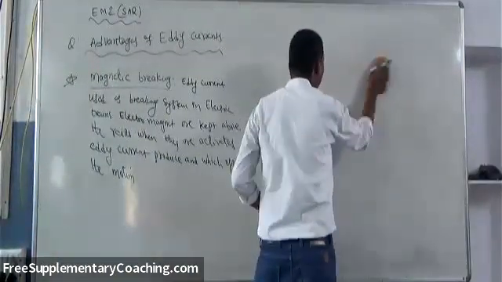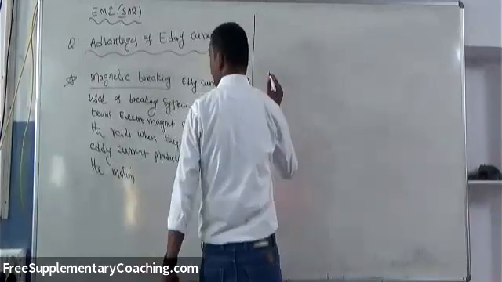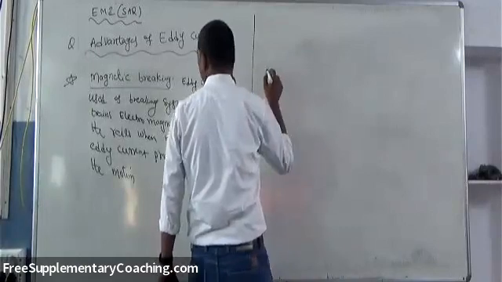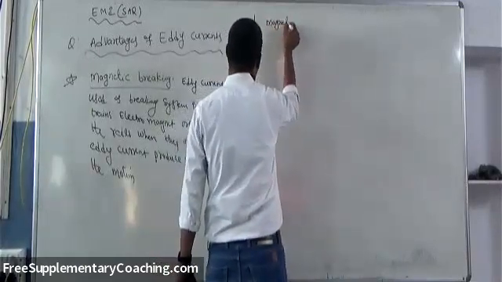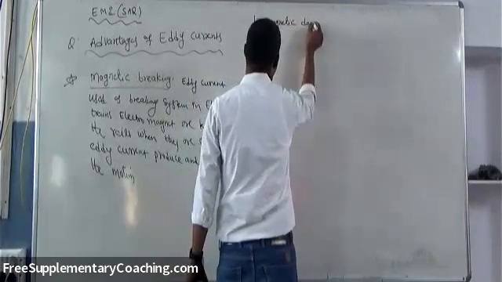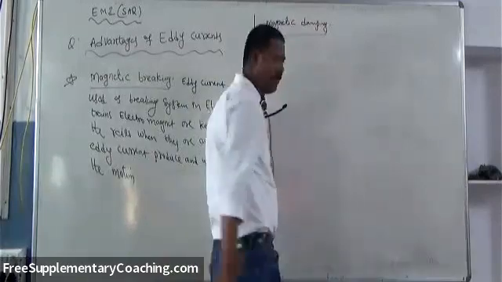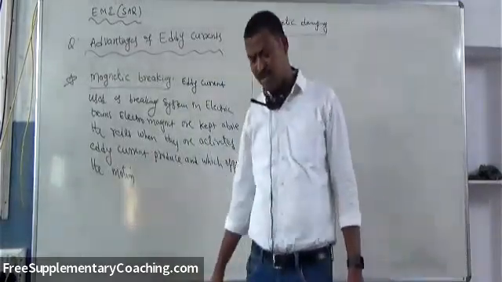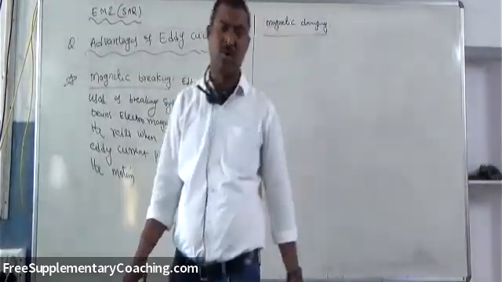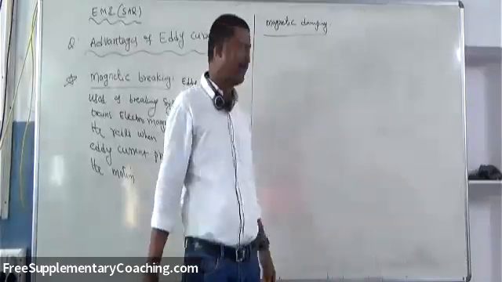Next, magnetic damping. Damping means decreasing amplitude. Generally this concept is used in certain galvanometers, where the coil in a galvanometer is brought to rest rapidly. So this concept is used.